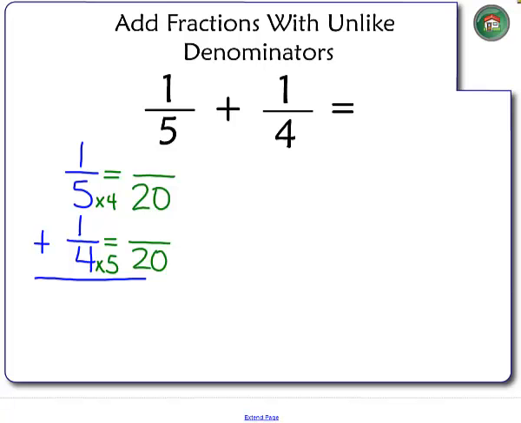So if I multiply the bottom by 4 here, I have to multiply the top to get 4 20ths. And if I multiply the denominator over here by 5, I multiply the numerator by 5 to get 5 20ths. Now that we have the same denominator, all we have to do is add the numerators. 4 plus 5 is 9 20ths. This does not need to be simplified because nothing will simplify that.